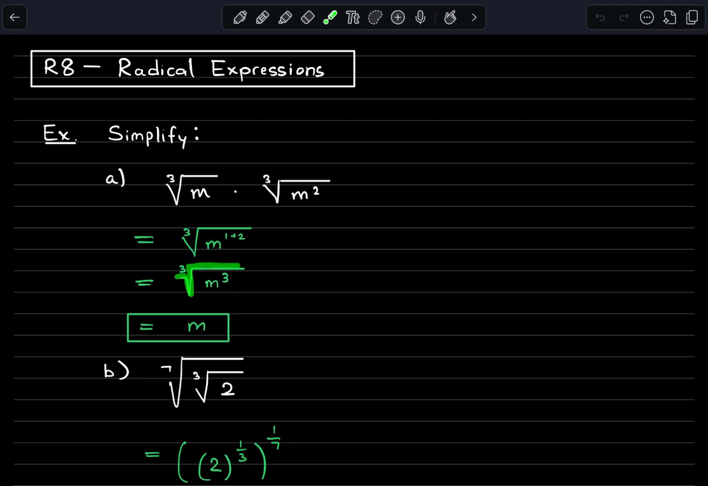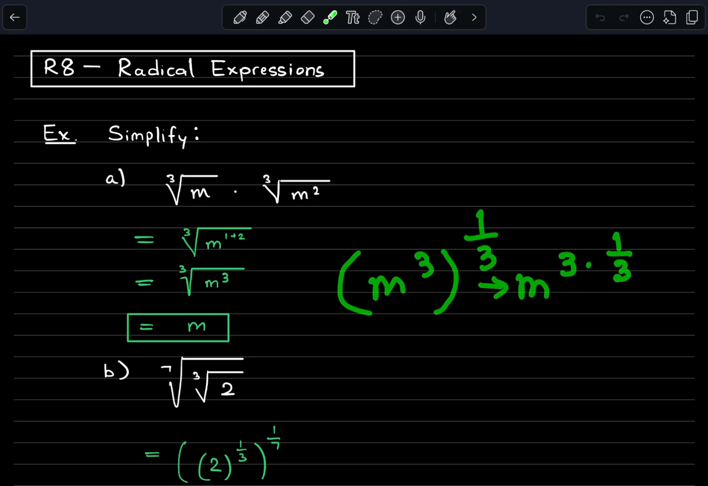If you take the cube root of m to the third power, you just get back m. Raising something to the third power and taking its cube root cancel each other out. These are opposite operations. In other words, this would be m to the third raised to the 1/3 power. If you used your power rule for exponents, you would multiply these, they would cancel out, and give you m to the first power.